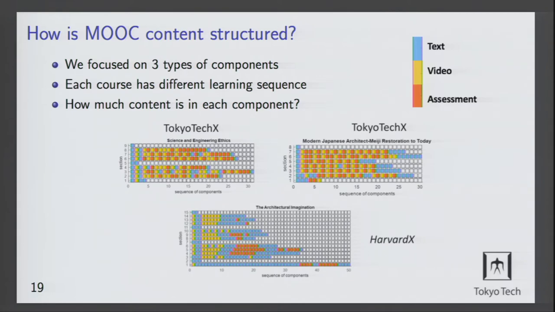So in Harvard, for example, you can see a clear pattern. They prefer to start the sections with a sequence of video components and end their sections with a sequence of assessments. However, if you look at the Tokyo Tech courses, there is no such preference, and all of the video, text, and assessment components are distributed evenly across the course.